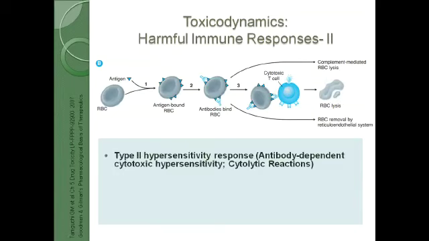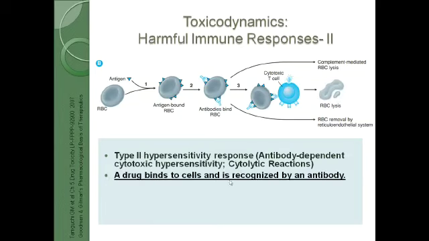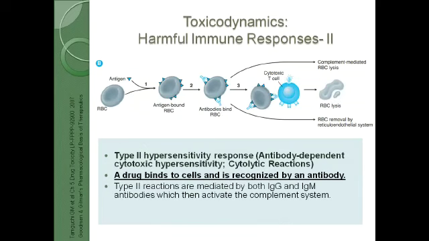Type 2 hypersensitivity response. Other names are antibody-dependent cytotoxic hypersensitivity and cytolytic reactions. In this type of hypersensitivity reaction, a drug binds to cells and is recognized by an antibody. Type 2 reactions are mediated by both IgG and IgM antibodies, which activate the complement system. And the target tissues are the cells in the circulatory system.